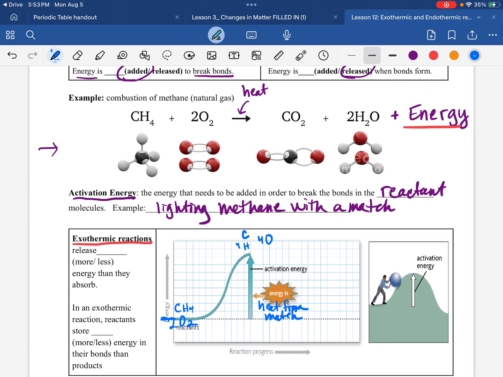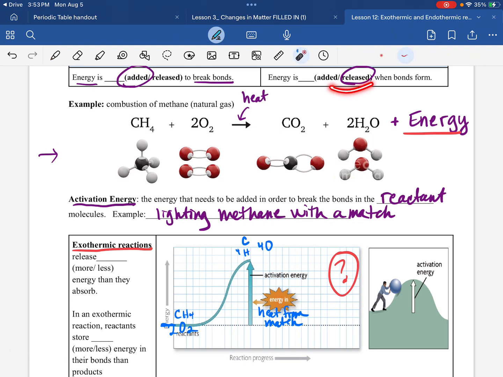And so here's a question in the video. You're going to ask, when these new bonds form to make carbon dioxide and water, is energy added or released when those new bonds form? So answer that question in the video.